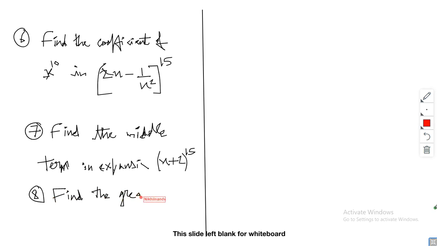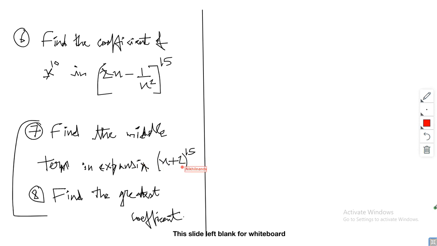See, there are two different meanings. Greatest coefficient. This may not be in your textbook, but the seventh question will be there in your textbook. The eighth question may not be there, but the eighth and seventh are the same. It's just a different way of writing. The greatest coefficient will always be the middle term's coefficient. Of course, in the seventh question, you have to write the complete answer.